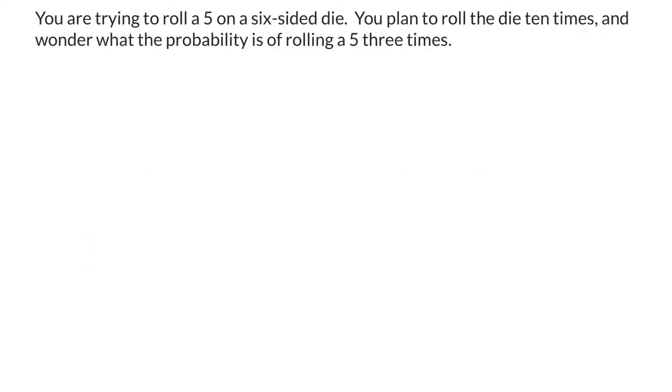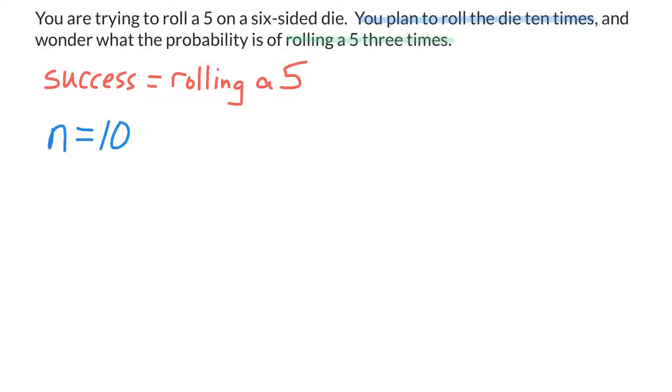So here's an example. You're trying to roll a 5 on a 6-sided die. You plan to roll the die 10 times and wonder what the probability is of rolling a 5 3 times. So success in this case is rolling a 5. In the question it says you plan to roll the die 10 times, so we know we're going to have 10 trials. We also know that we're wondering what is the probability of rolling a 5 3 times, so that means we're looking for 3 successes.